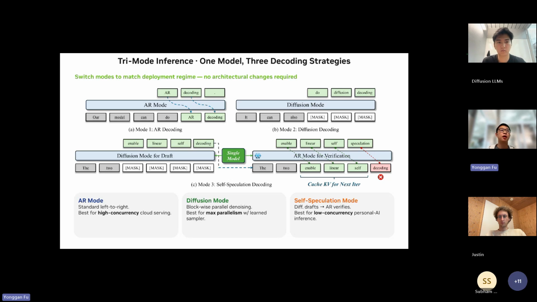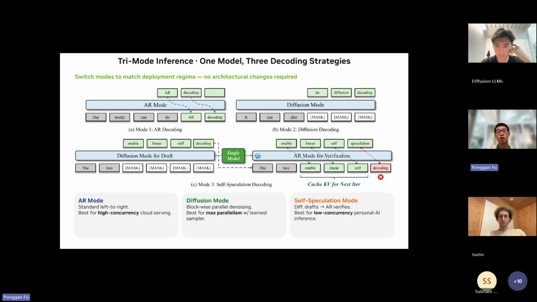More specifically, after training our model with AR and diffusion loss, in addition to the AR mode and the diffusion mode at inference time, our model can naturally do the third mode, that is speculation. Meaning you can use diffusion mode to do draft and use the AR mode to do verification. And the two modes can actually share the same set of weights. This will naturally emerge after the joint AR and diffusion training, another benefit of using two losses.